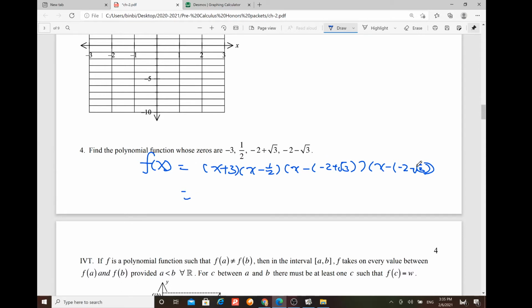And what about the third and the fourth binomial here? Well, this one is the difference of two squares. You can regroup them: x plus 2 minus root 3, and then x plus 2 plus root 3. So using the difference of two squares pattern, we have x plus 2 quantity squared minus root 3 times root 3, root 9, which is 3. And then this part right here, simply just FOIL.